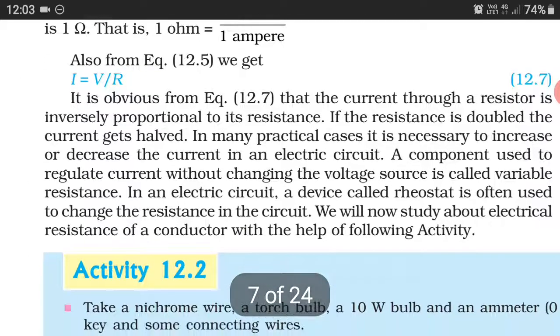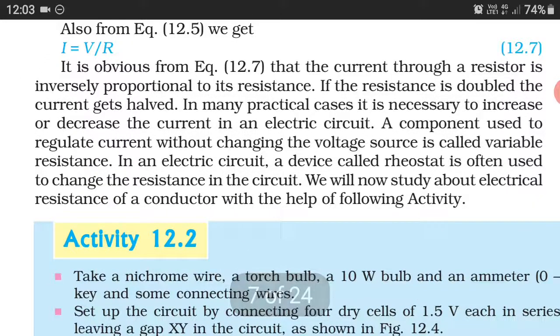So we derive that I equals V upon R. I hope this concept is very clear to you.